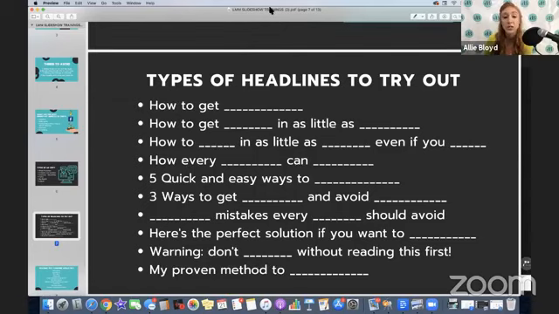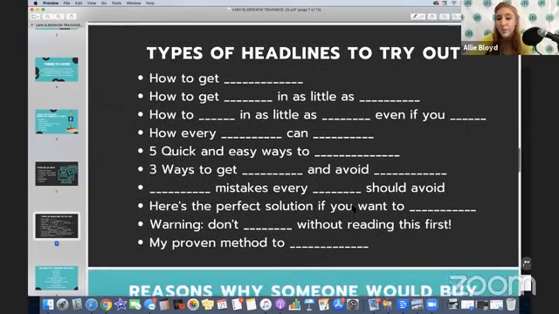So here's the perfect solution if you want to finally see a steady stream of leads and customers for your local business. Warning, don't advertise on Facebook without reading this first. My proven method to help local businesses succeed with online marketing. So this can work for anyone.